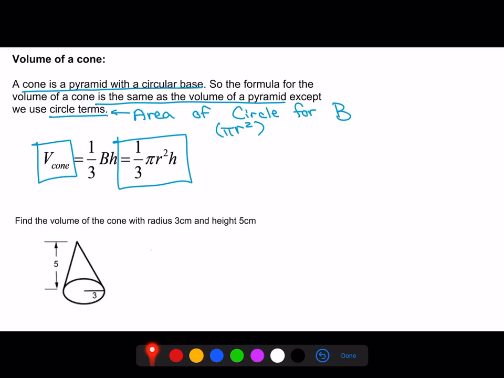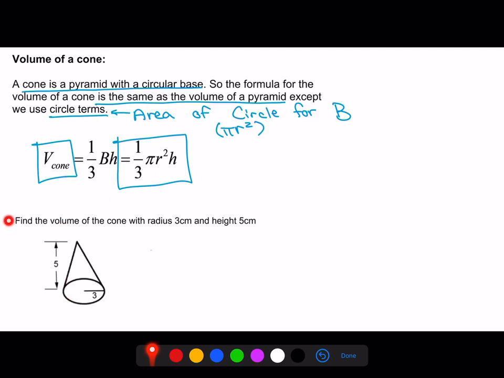Again, this doesn't change anything for us. A cone is a pyramid with a circular base. So the formula for the volume of a cone is the same as the volume of a pyramid, except we use circle terms. Meaning, instead of finding the area of a square, of a pentagon, of a triangle, anything like that, it's the area of a circle now. So we're going to now use pi r squared instead of big B. So the volume of a cone is equal to 1/3 pi r squared times the height of our cone, h.